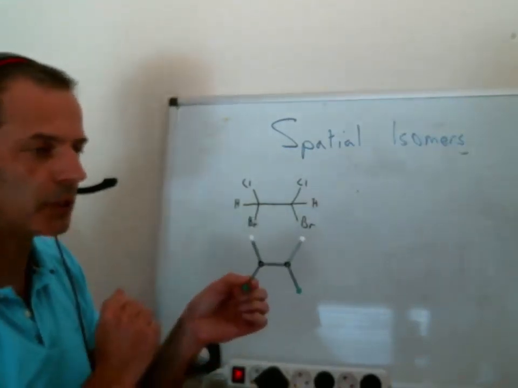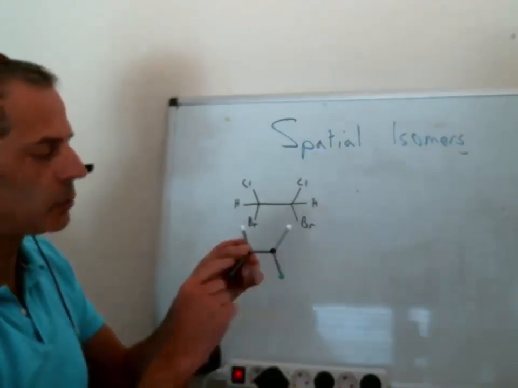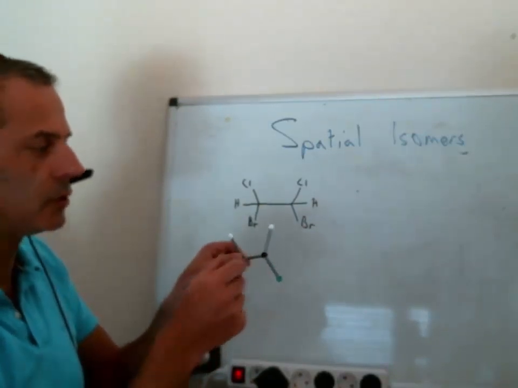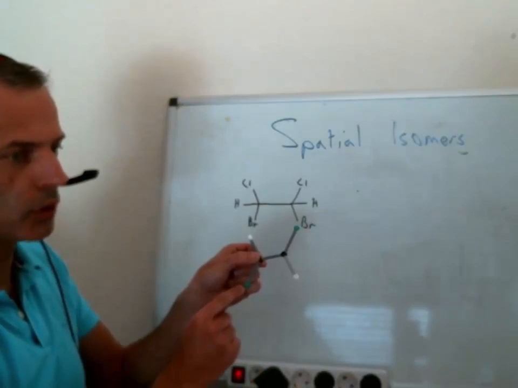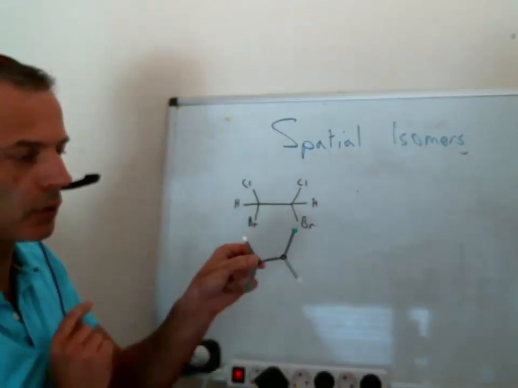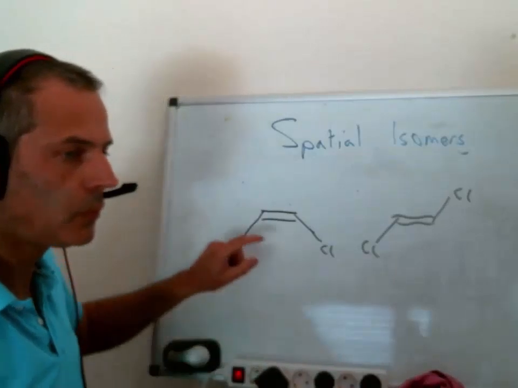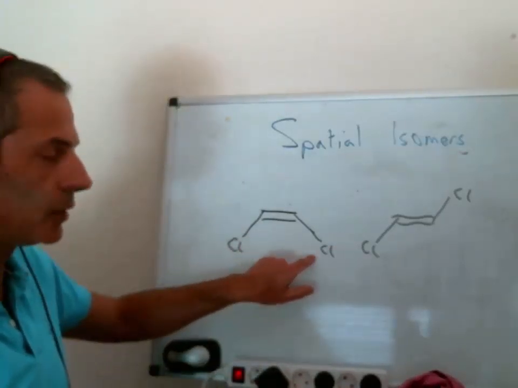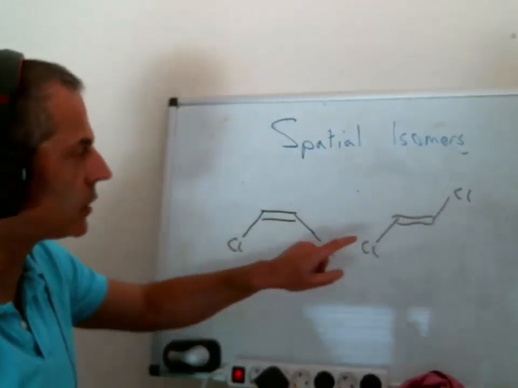Just to go back to our naming, this version has both of the chlorines on one side, so the green is chlorine, white is hydrogen, and this version, if we flip it, has one chlorine on the bottom and one chlorine on the top. So let's draw that. This is how we would draw it, once with the two chlorines on the same side of the double bond, and once with the chlorines on the opposite side of the double bond.